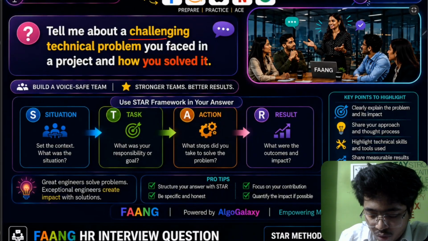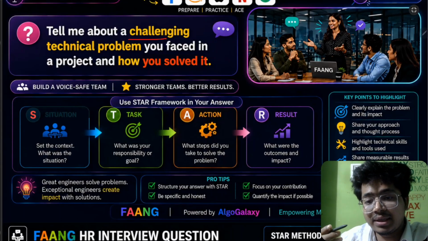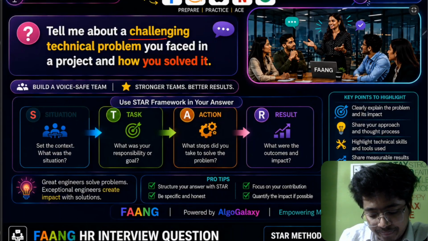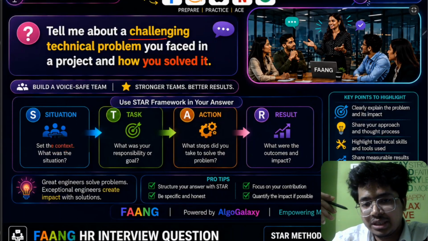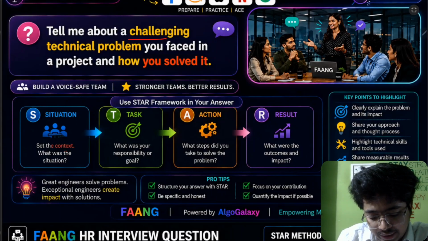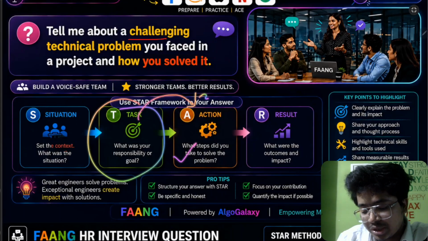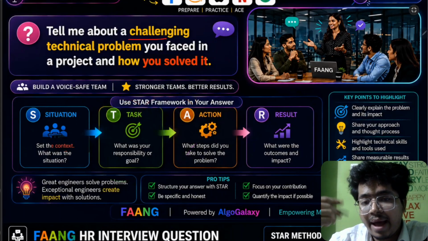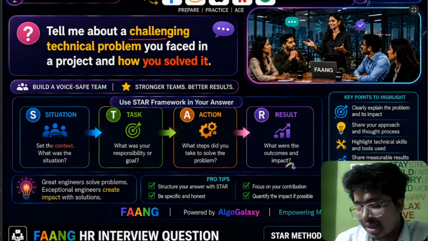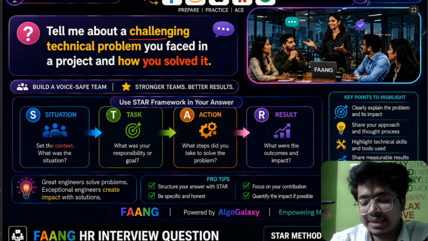First we will follow the situation and task. Situation means what was the context when you faced this problem. Task means what was the responsibility, what could you do. Actions means after you have faced these tasks, what actions you took based on this condition. And result is, after the actions you took, what is the outcome. So we'll be following this STAR method step by step, strategically.